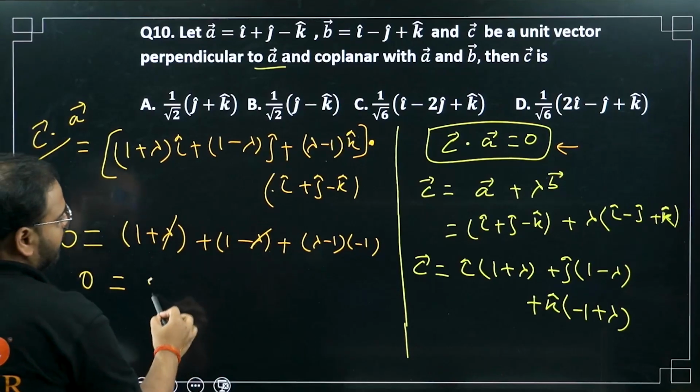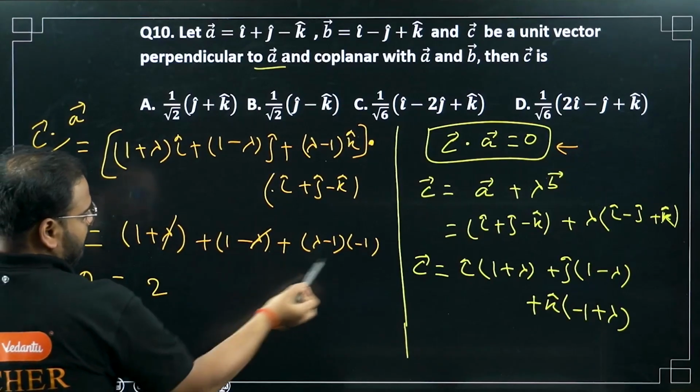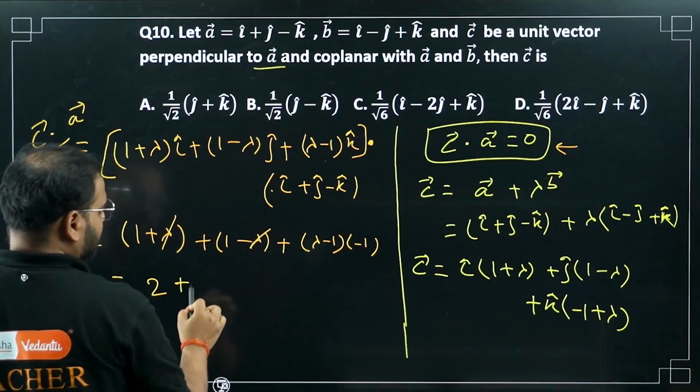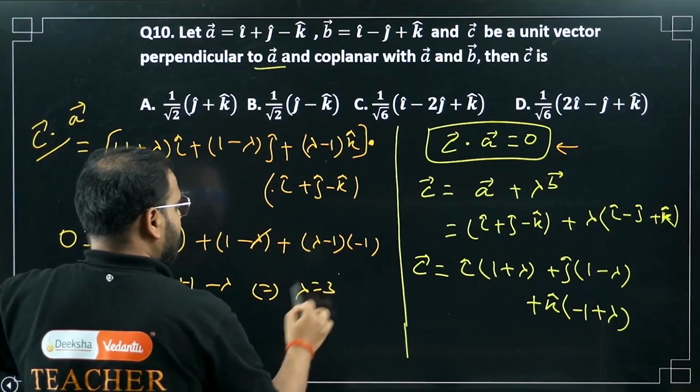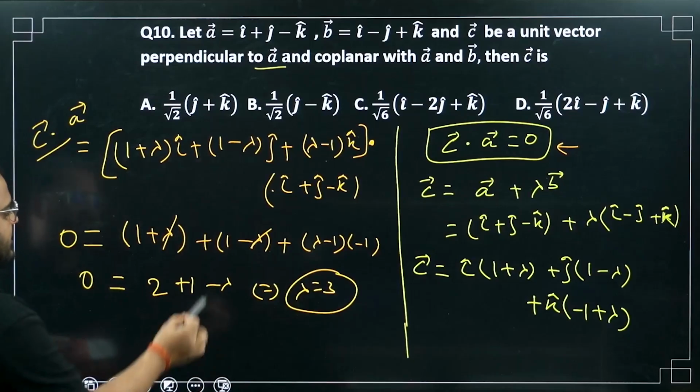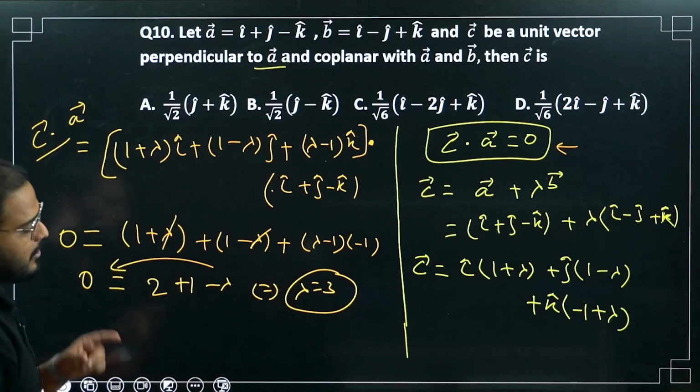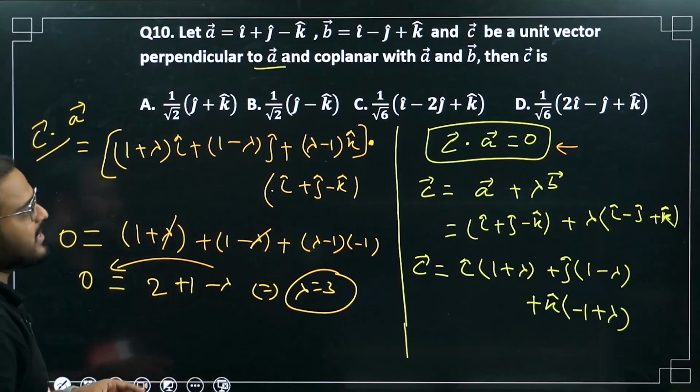I'm getting 2 here, and this will become what? Minus 1 into minus 1 will be plus 1 and minus lambda. What am I getting for lambda? Minus lambda will come over this side, it will become positive lambda. So minus lambda will become plus lambda, and 2 plus 1 will be 3. So lambda is 3. Okay.